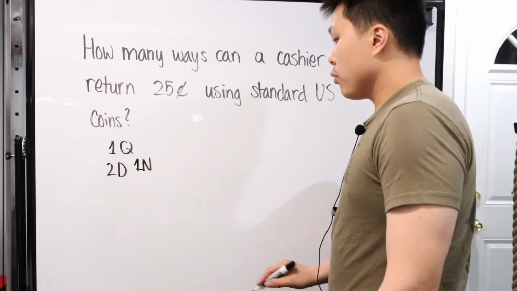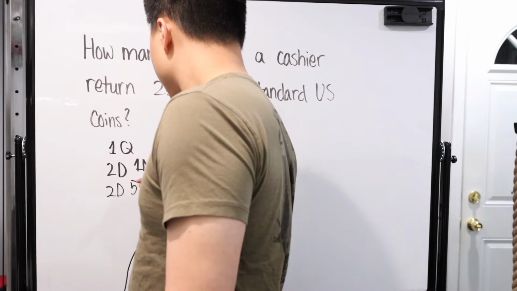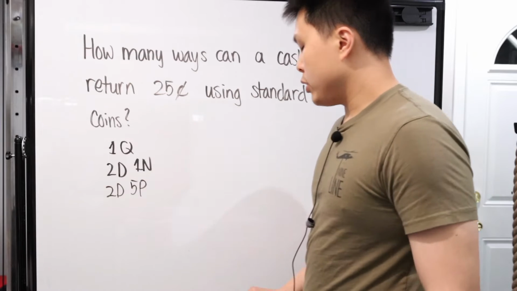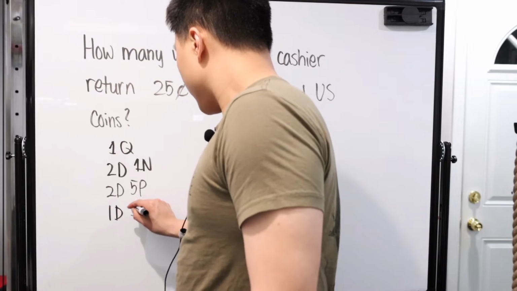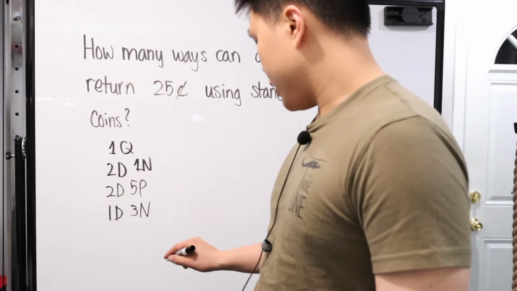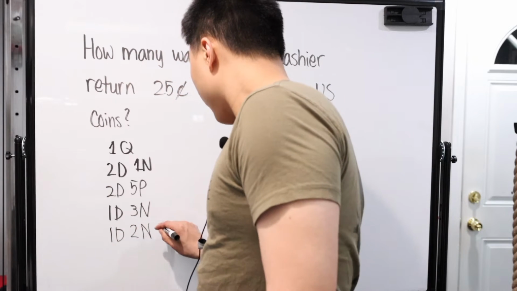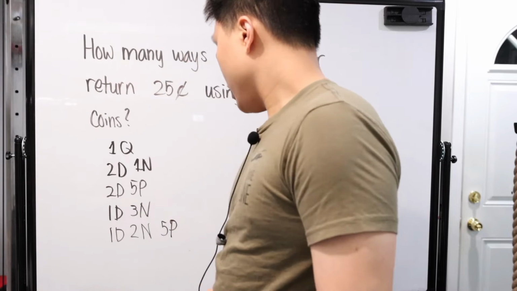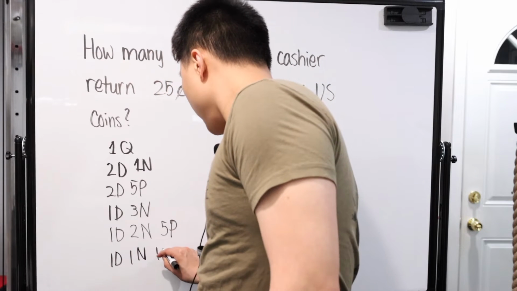Cool. All right, well, we can keep breaking it further. 2 dimes, 5 pennies. Okay, cool. What else can we do? We can have 1 dime and 3 nickels. Okay, and then we can start breaking down the nickels. That's 1 dime, 2 nickels, and 5 pennies. And then we can have 1 dime, 1 nickel, and 10 pennies.